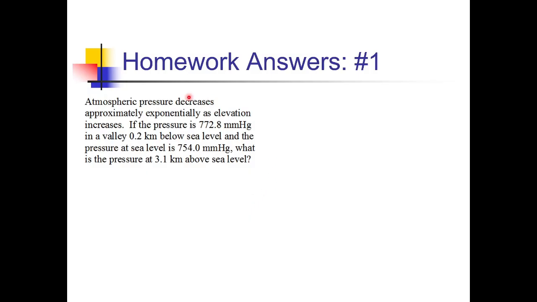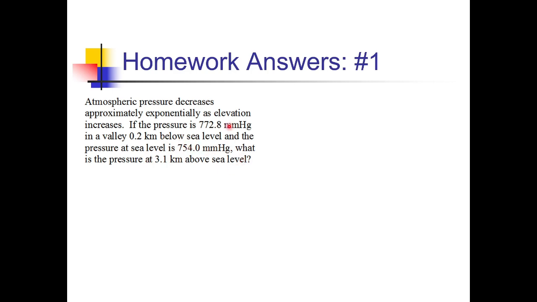On this problem, we have atmospheric pressure decreasing approximately exponentially as elevation increases. If pressure is 772.8 millimeters of mercury in a valley 0.2 kilometers below sea level, and pressure at sea level is about 754.0 millimeters of mercury, we want to know the pressure at 3.1 kilometers above sea level.